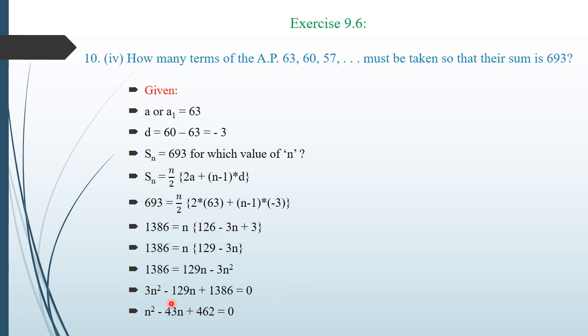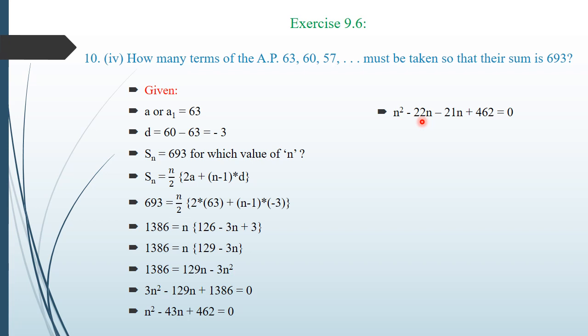Now I can take 3 common in this equation, so I'll have n square minus 43n plus 462 equal to 0. Whenever I say I am taking 3 common outside, it means the entire equation is just divided by 3. When you do that, you will arrive at this equation. You just try it and see if you can get this equation or not. Now what we need to do is solve this quadratic equation such that the product of two terms should be equal to 462, and when we add those two terms we should get minus 43. You can see here we have got those two numbers by the trial and error method.